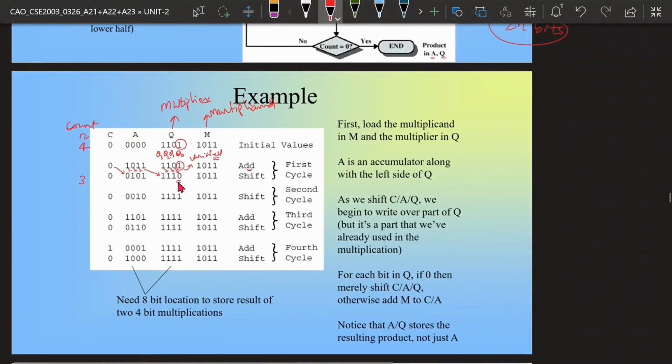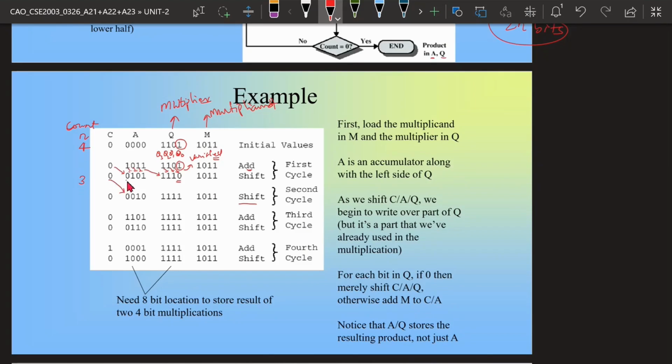So in this case, if it is 0, we should be doing only the right shift. So in the second cycle, we will not be adding because Q naught value is 0. So we'll be only doing the right shift. It is right shift means now this was the value. Now we will be shifting it again.